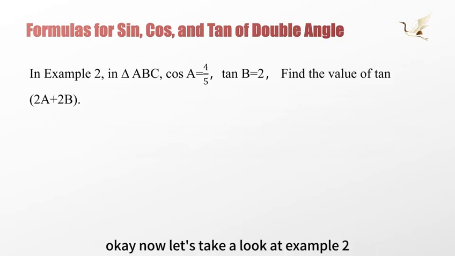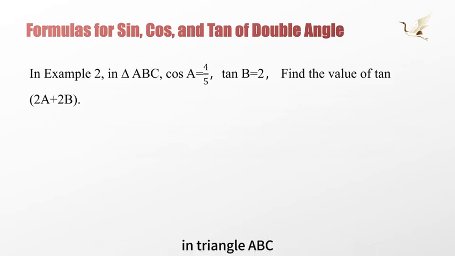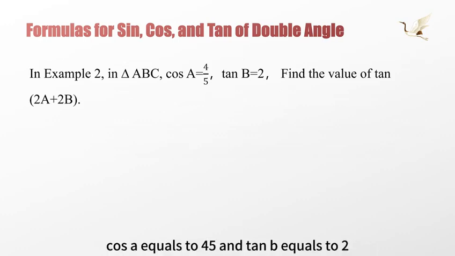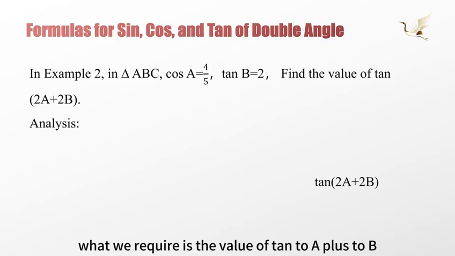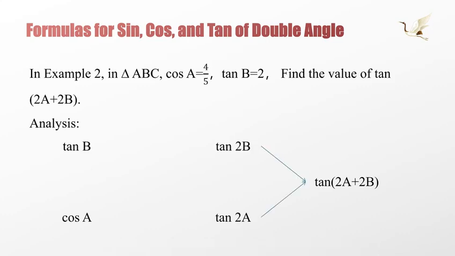Okay, now let's take a look at example 2. In triangle ABC, cosine A equals 4/5 and tangent B equals 2, we require the value of tangent 2A plus 2B. Let's analyze first. What we require is the value of tangent 2A plus 2B.